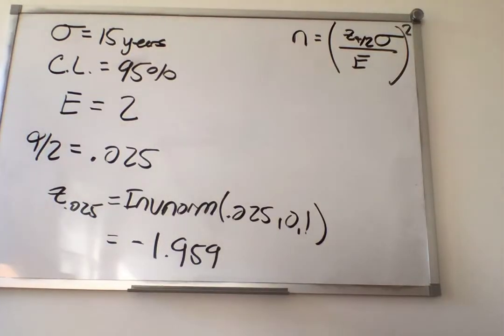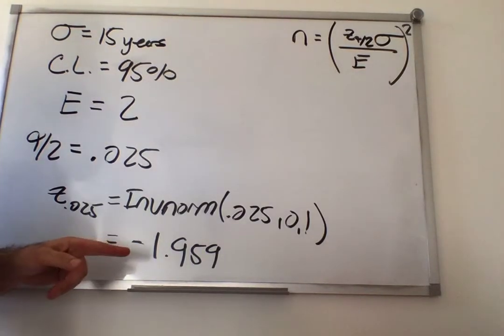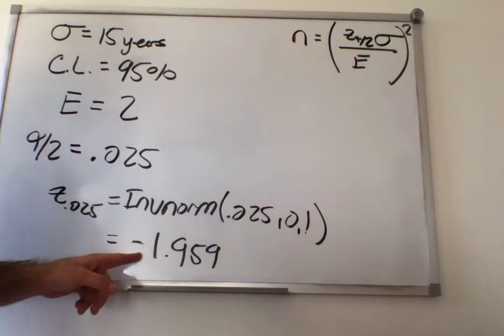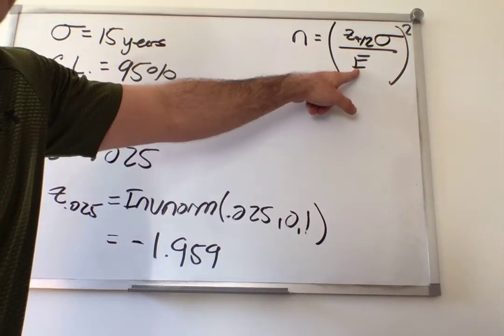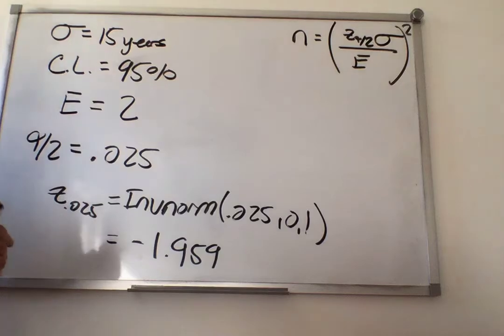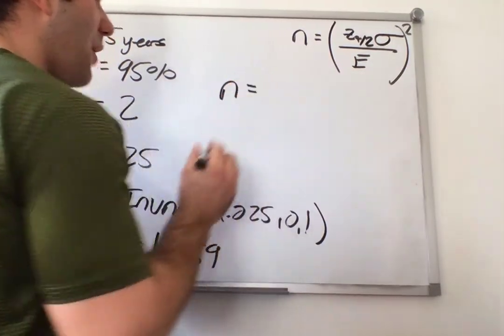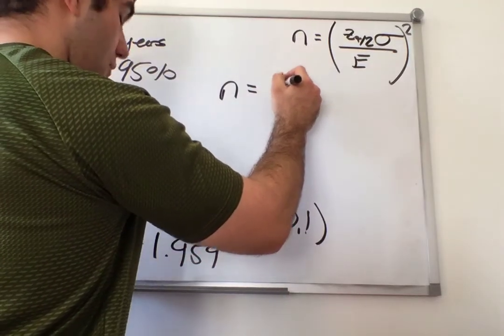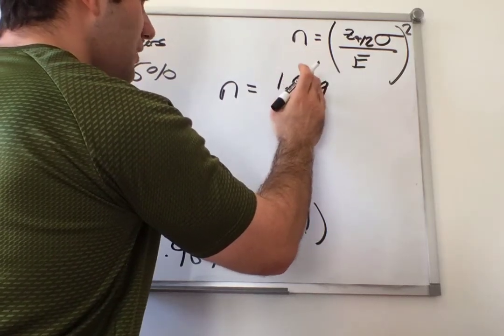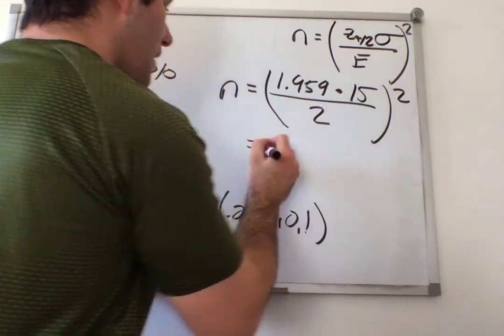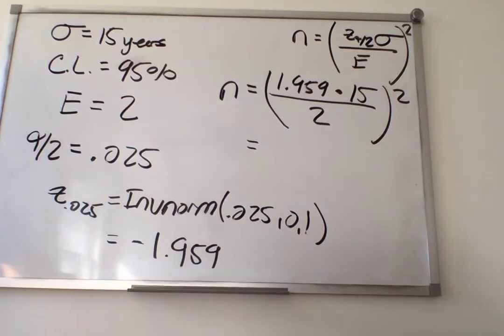Now, when we do it here, it doesn't matter whether you make it positive or negative in this case. You only want to make it positive when you're actually finding the intervals. Here, you could leave it negative because if you plug a negative number in here, you're squaring it. It's going to turn out to be positive anyways. Now that we have every number we need, we can calculate our sample size. So Z of alpha over 2, we just found it right here. So 1.959. I already made it positive. There's no reason to write the negative. Times 15 divided by 2. I'm going to square everything. So just plugging everything in the formula.